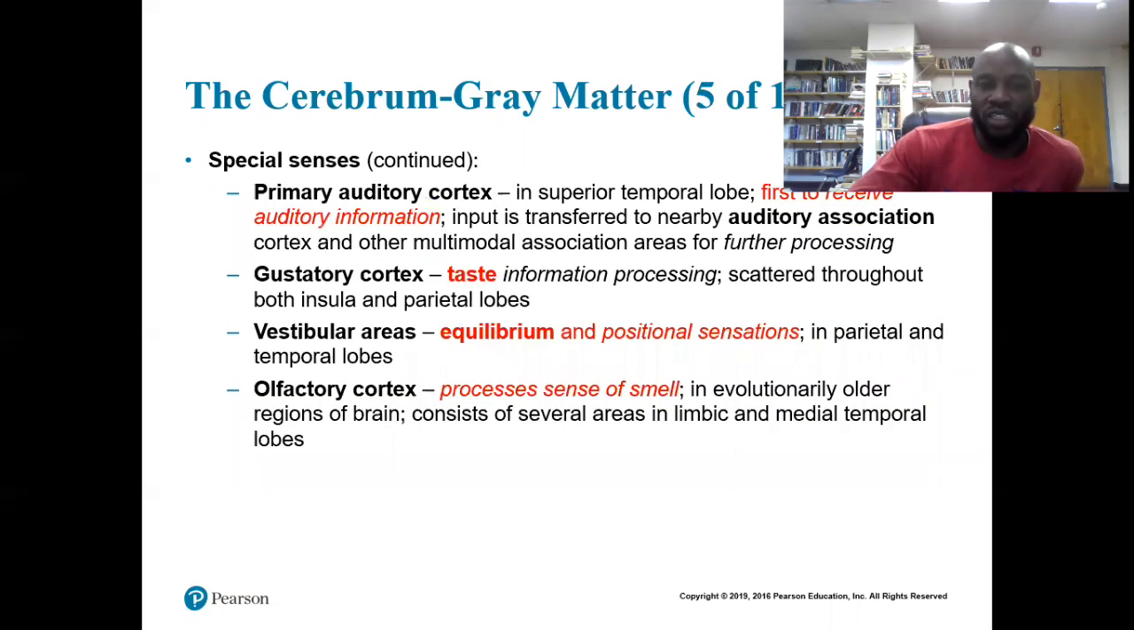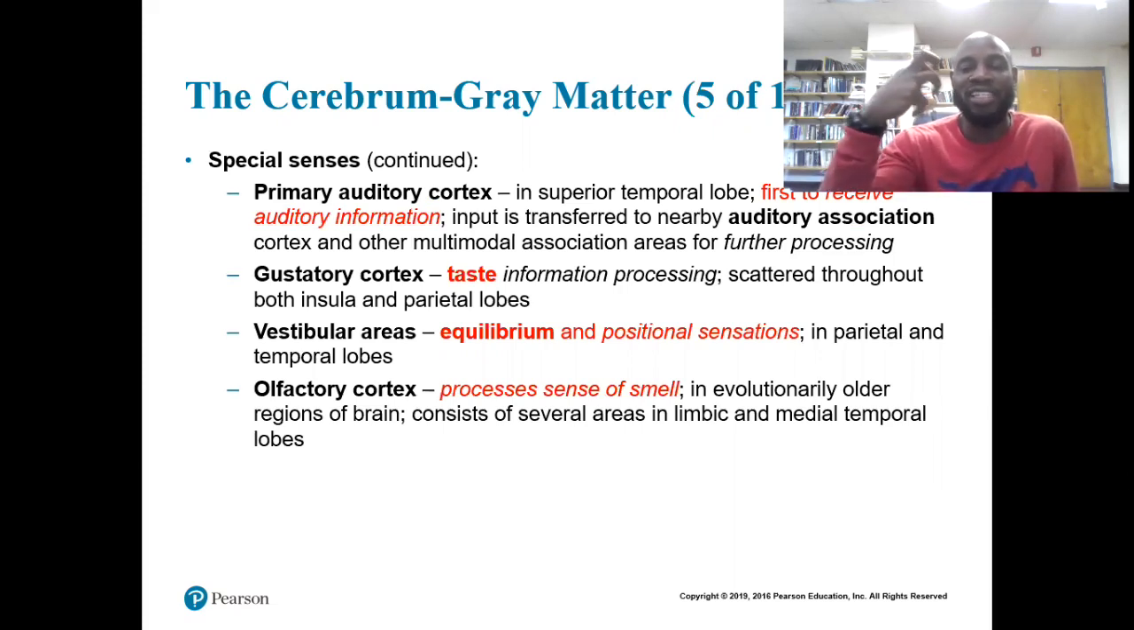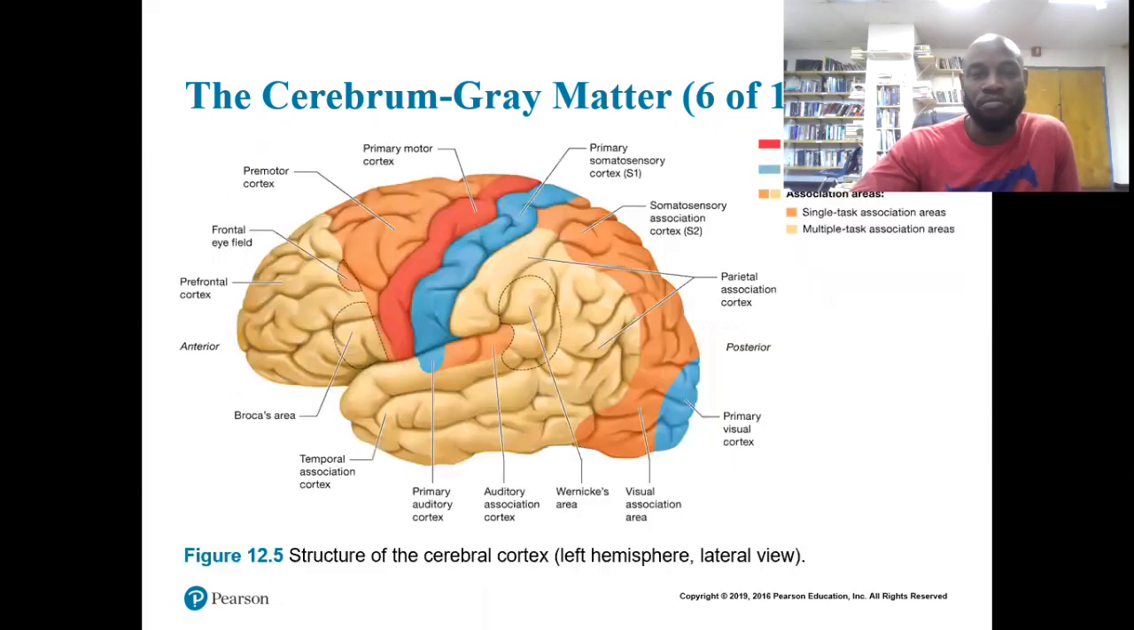And more on the special senses, you have the auditory cortex, first to receive auditory information, gustatory cortex, taste, vestibular areas, your equilibrium and positional sensation, and your olfactory cortex, your sense of smell, right? So these different regions process these different kinds of sensory information that are coming into the brain. So that's the drawing again, showing different cortices.